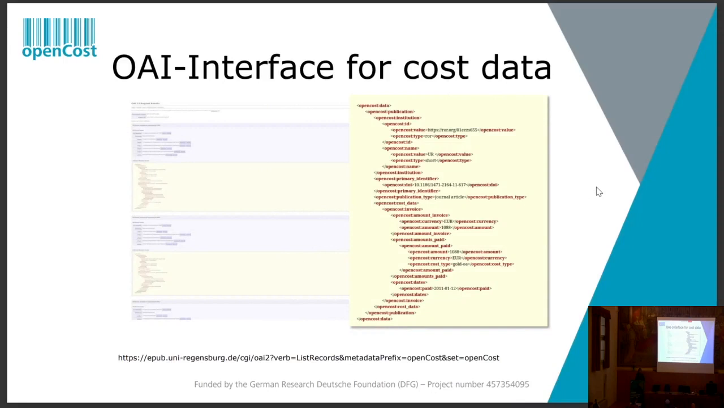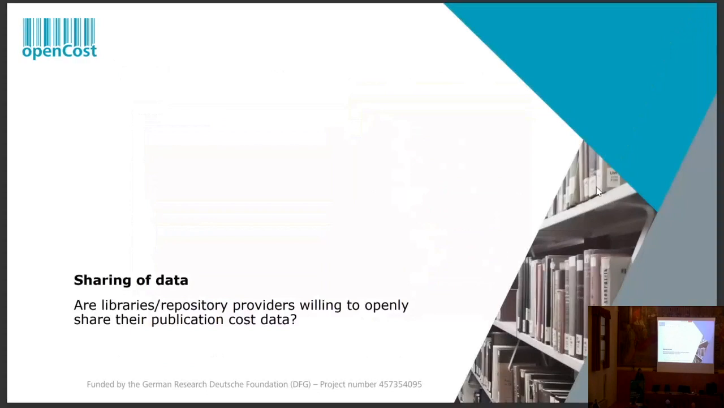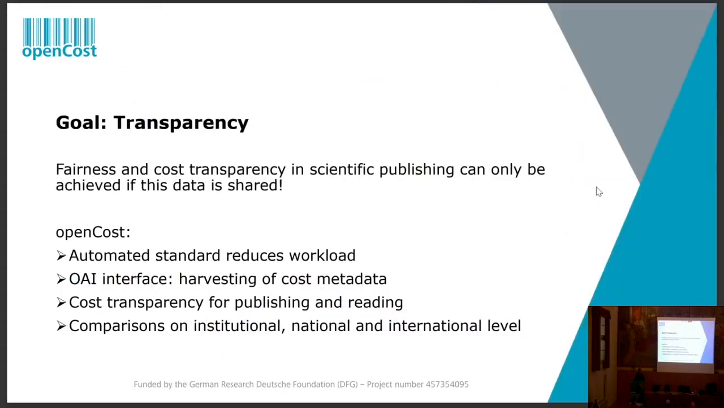This was the human readable way, but we also implemented the machine readable way, and you see the OAI-PMH interface for cost data. So this is the standard we developed, and we really provide this data, and everyone who wants to know how much we are paying for an article can come and read this and reuse it however they like. We are sharing this data. We really want to have transparency about cost data.